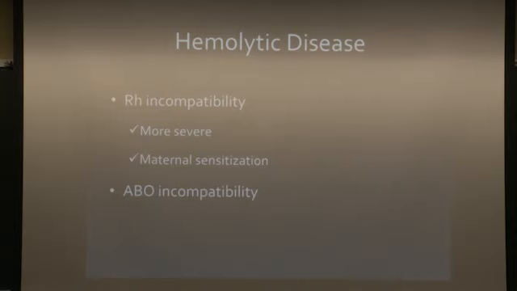Rh immune globulin is given to women who have identified Rh incompatibility at week 28 of pregnancy, and then again within 72 hours of birth, if the baby is indeed Rh positive. This ensures that subsequent pregnancies will be safe. With ABO incompatibility, this is more common and less severe. It occurs if the fetal blood type is A, B, or AB, and mom is O. These babies are at risk for hyperbilirubinemia, and this is treated with phototherapy.